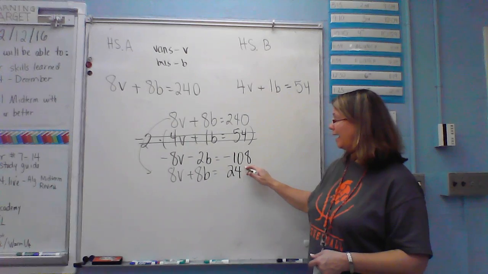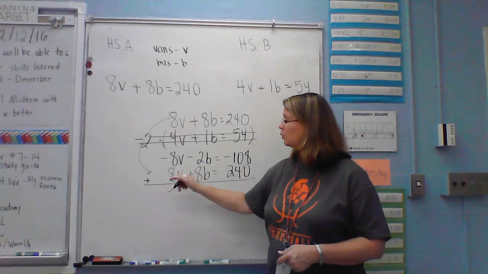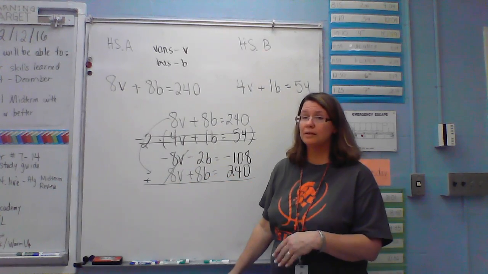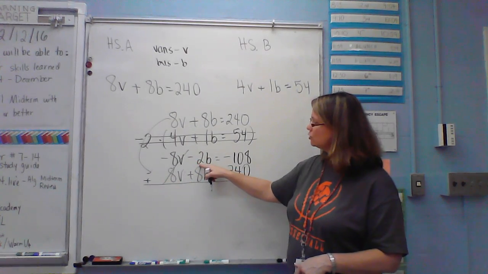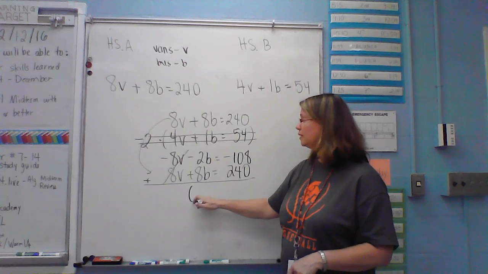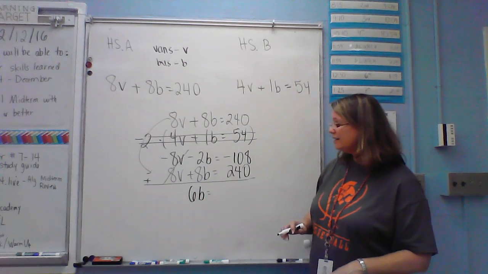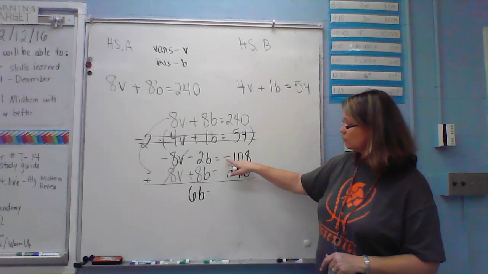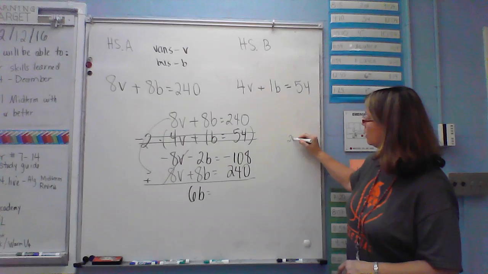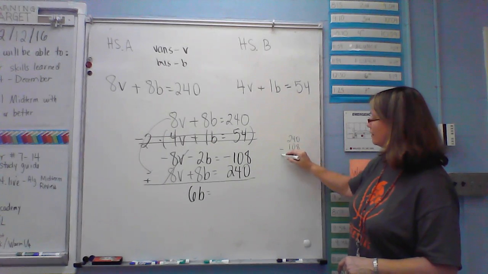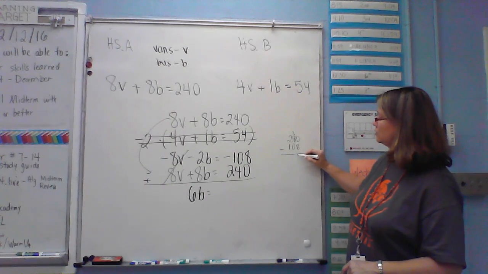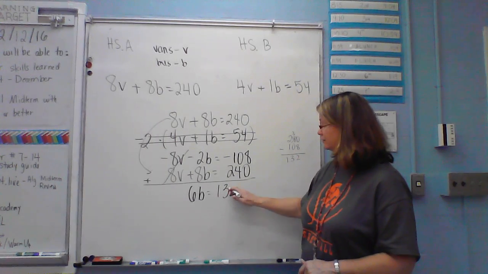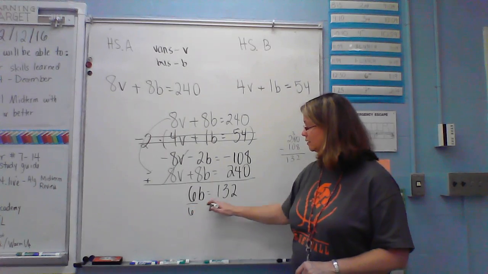And now we're going to add straight down. What are -8V's plus 8V's? 0, the whole purpose, get rid of the V's. -2 plus 8, positive 6. -108 plus 240. Now they have different signs, one's negative, one's positive, so I'm going to go off to the side of my paper and I'm going to subtract them. 4 gets borrowed, 10 turns into a 2, 3 comes down, that's 132 people left. And now I have to divide by 6.